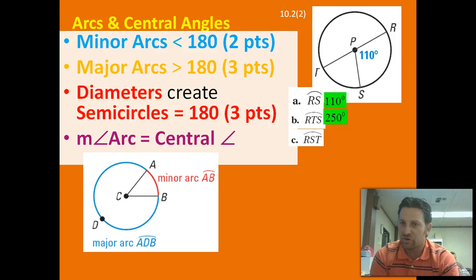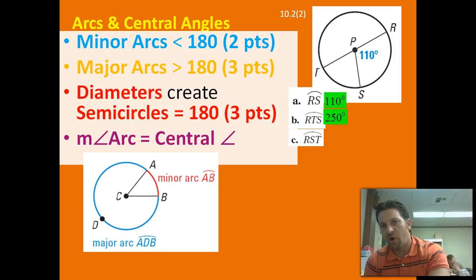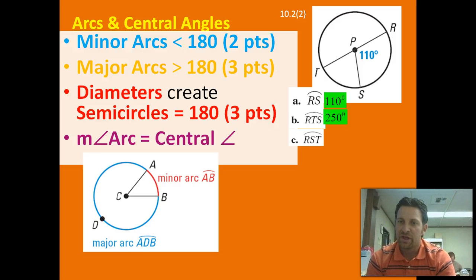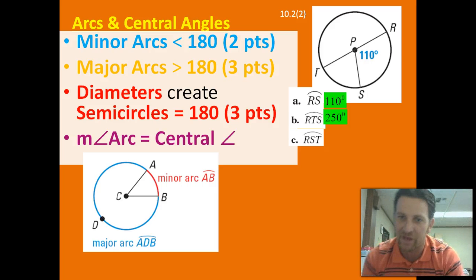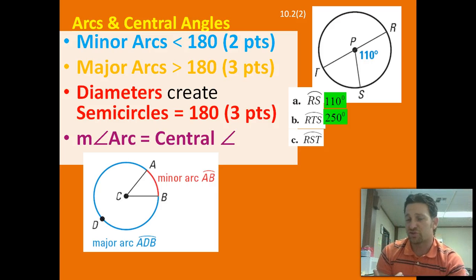Now, there's another way you could do this. You could say, from R all the way over to T is 180 degrees, because that's half a circle. And then 180 minus 110 would be 70, and 180 plus 70 also equals 250. So that's another way you can go about doing that. But sometimes it's easier to subtract and get the answer, or sometimes it's easier to add and get the answer. You're just going to have to decide that for yourself.